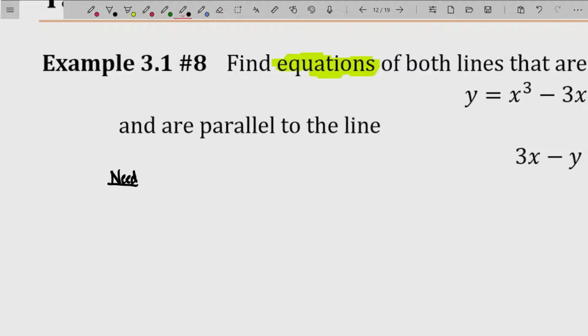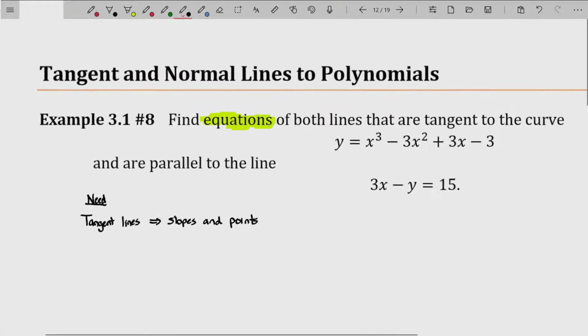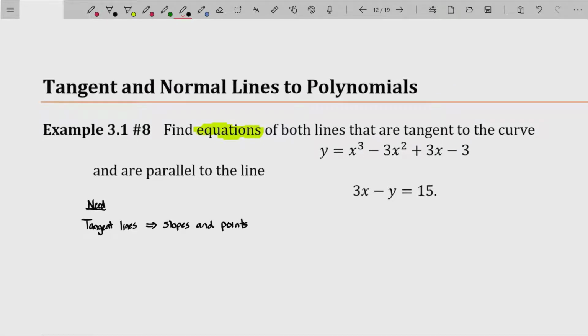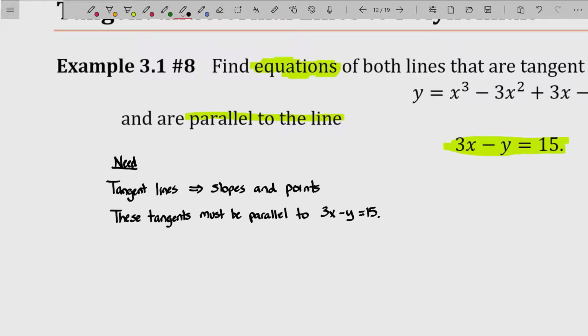We need tangent lines, right? If I write that down, then of course that implies that we'll need slopes and a point, because that's how you get an equation of a line: you have a slope and a point. Find both lines that are tangent to the curve and are parallel to this line. Now that last piece, are parallel to the line, means that they give us the slopes we are required to have. So let me go ahead and write that down.